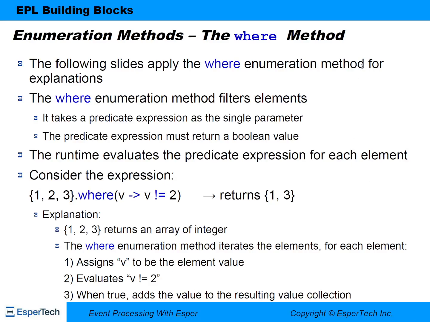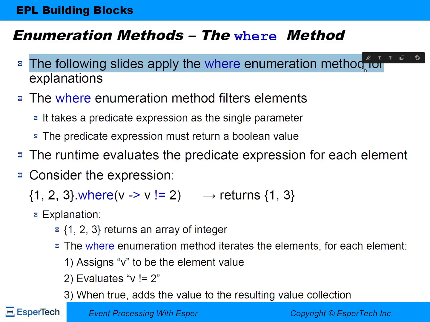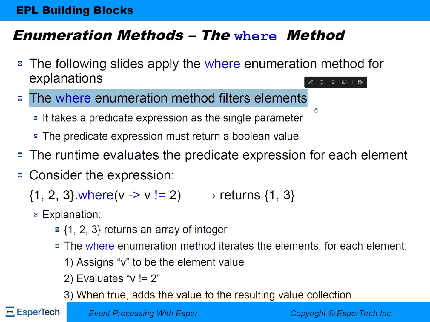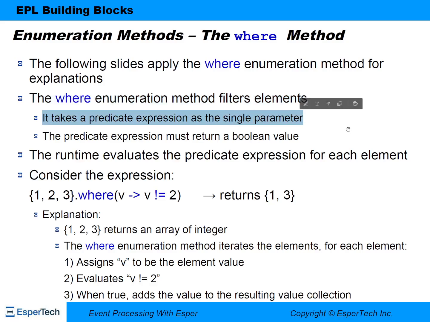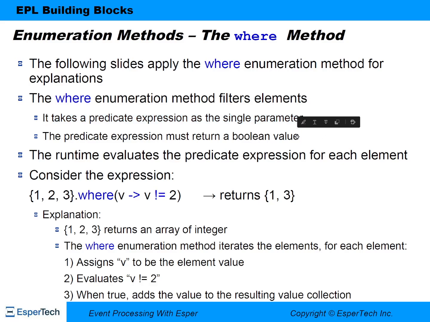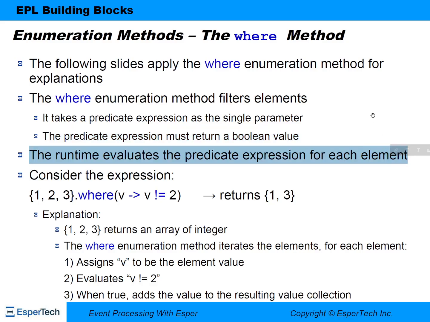The following slides apply the where enumeration method for explanations. The where enumeration method filters elements. It takes a predicate expression as the single parameter. The predicate expression must return a Boolean value. The runtime evaluates the predicate expression for each element.